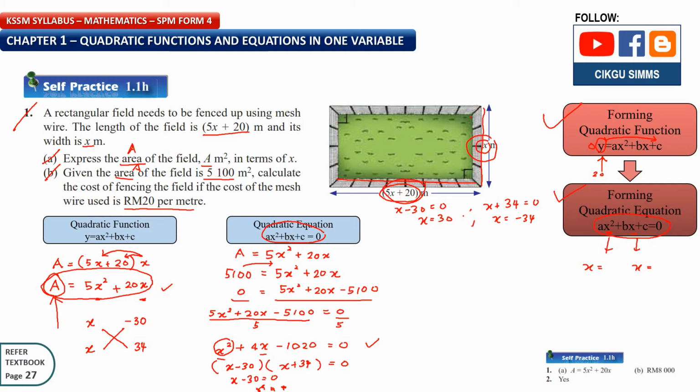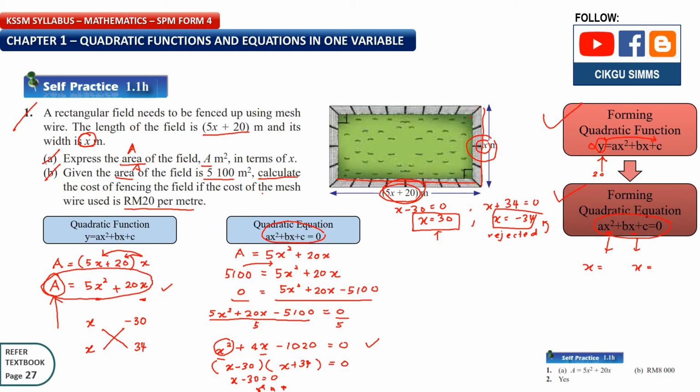So which one is true? You accept the positive value, because your width is x, right? Your width cannot have a negative value. So this one is rejected. You reject this value and you take only this positive x value. And then after that, we already find the value of x. We solve for x already. And now we can answer this question.